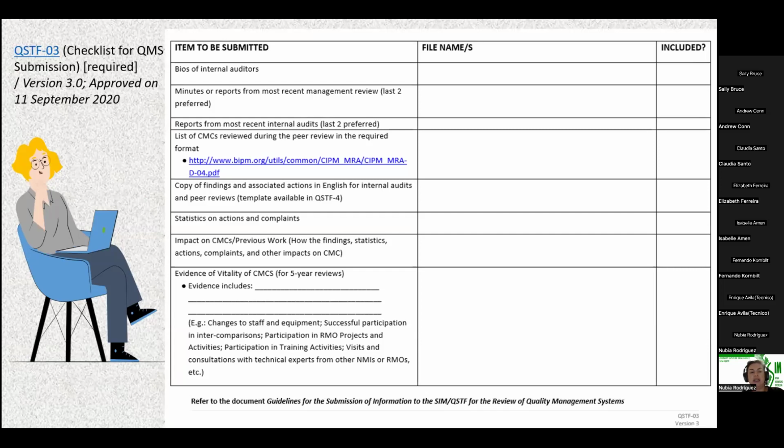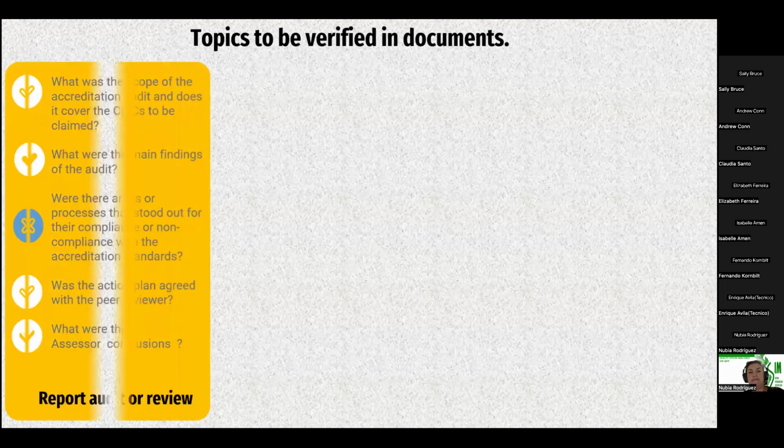The second part, or the second page, that this list covers, and what's most relevant to review here, are the findings and the actions that must come, derived from the peer evaluation and the internal audits, and the impact of the CMCs, the previous work associated with the findings, working according to the statistics or the different claims or other information. And for the 5-year renewal, as Isabel already mentioned, it is the evidence for vitality.